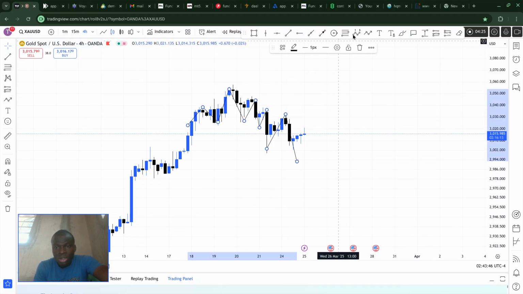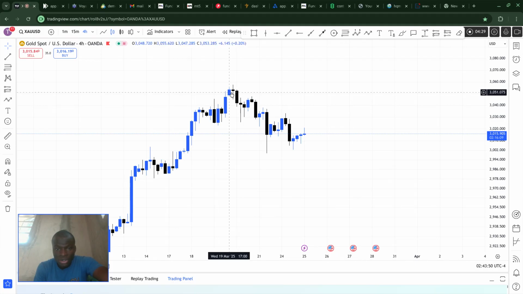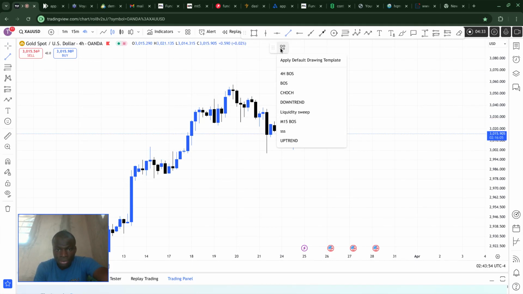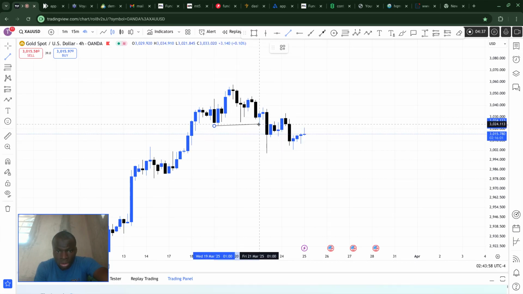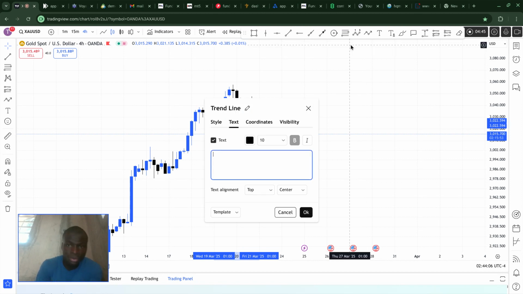Now we clear this. As you can see, we already know our direction and what we have on the 4-hour time frame for this trade. We have our trend change here.